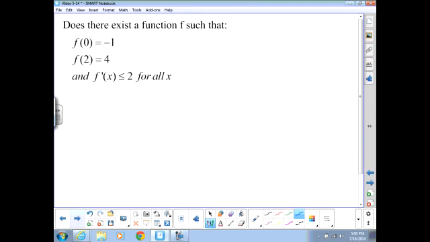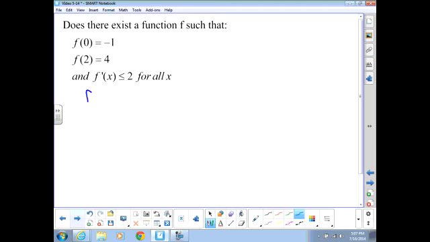Next example. Does there exist a function where when x is 0, y is negative 1, when x is 2, y is 4, and your derivative is less than or equal to 2 for all x? Well, because we have these 2 points, and we have a derivative value, we're going to work with the mean value theorem.